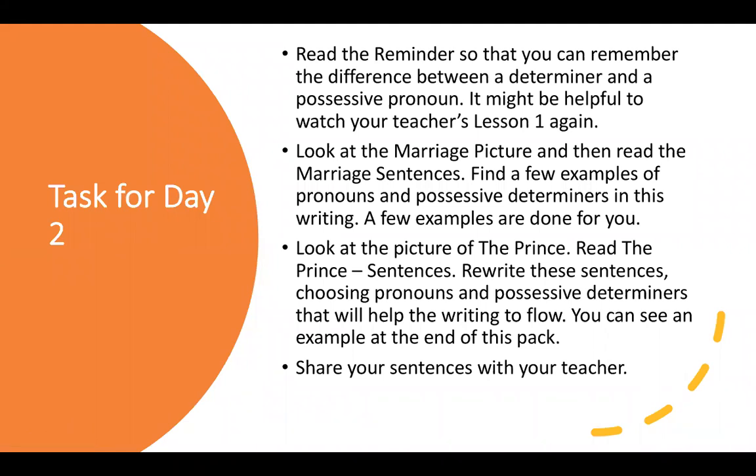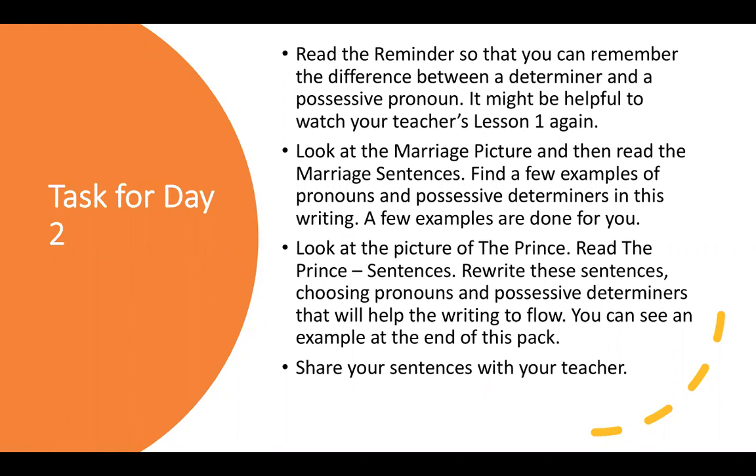Hello Year 4. Today we are looking at pronouns again and determiners. Your task is to read the reminder, which I'm going to look at in the next slide, so you can remember the difference between a determiner and a possessive pronoun that we looked at yesterday. So it might be helpful to watch my lesson 1 again.